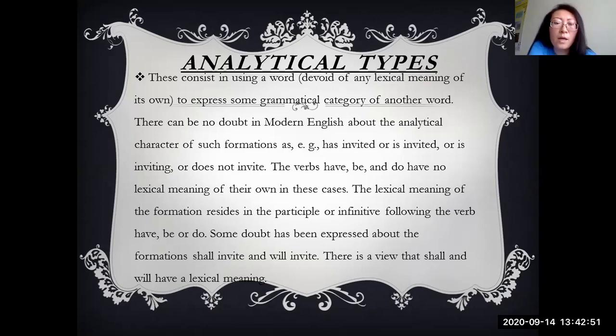Some doubts have been expressed about the formation shall invite and will invite. There is a view that shall and will have a lexical meaning. If you look at the dictionary, you can find the definitions and translations of these two words, shall and will.